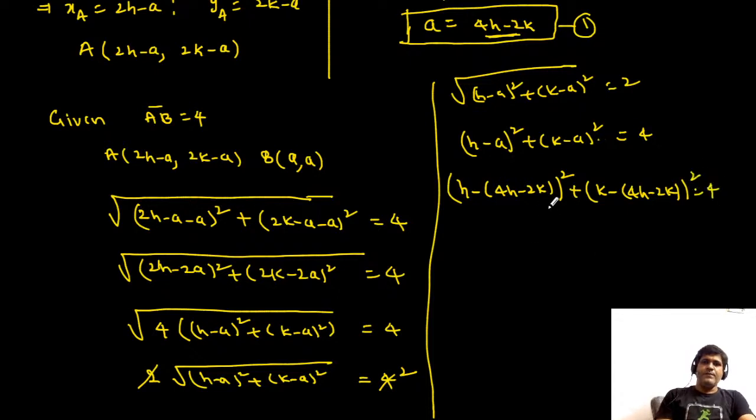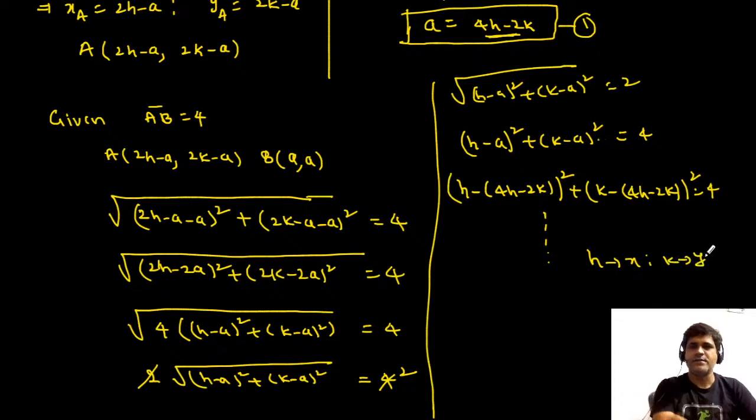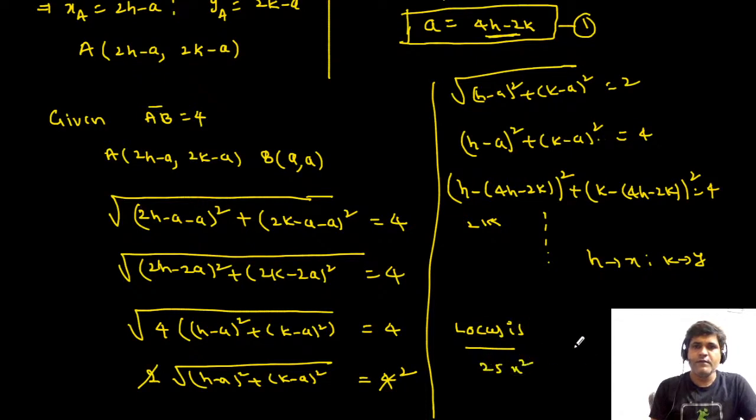So now you expand this one and simplify, then after generalizing by replacing h with x and k with y, you will get the locus. I will give the final equation. Algebra part you can solve simply. The locus is, after simplification and replacing h with x and k with y, 25x square plus 13y square minus 36xy minus 4 equals 0.